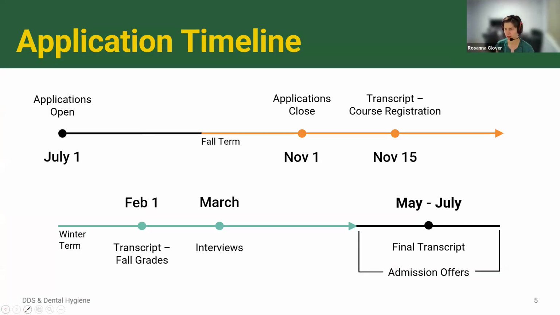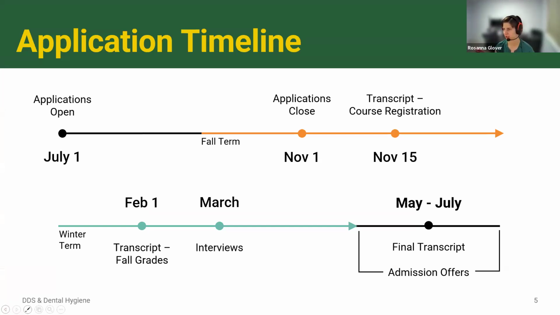So this application timeline applies to both programs. So this will give you a little bit of an idea on when to apply and what's being collected at different points. So our applications are always open in the year prior to the fall term that you're seeking admission for. So for fall 2026 applications, those are going to be opening this July 1st, 2025.